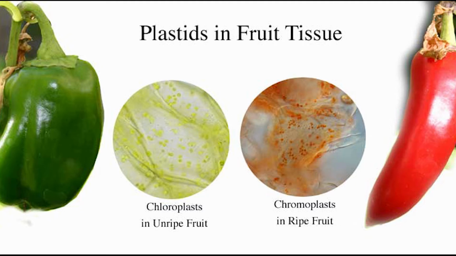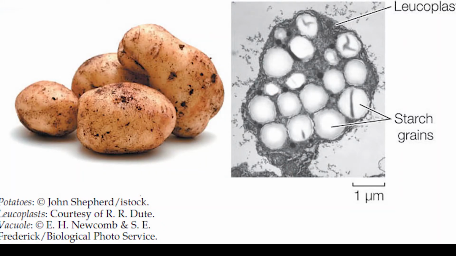Then the second type are chloroplasts, which are green in color. The main function is to trap solar energy for photosynthesis. You all know photosynthesis, that the plants make their own food with the help of sunlight and water, that is known as photosynthesis. Then lastly there are leucoplasts which store starch, and leucoplasts are colorless.